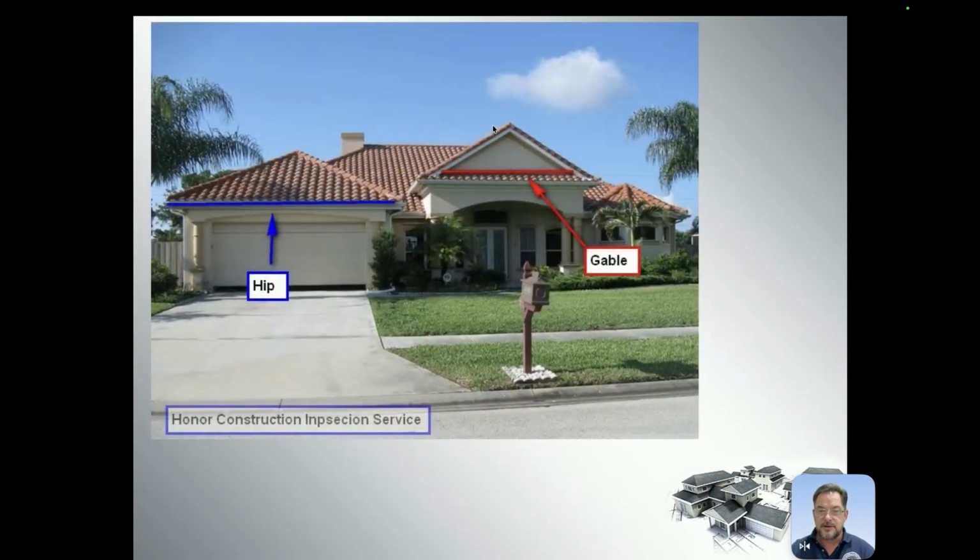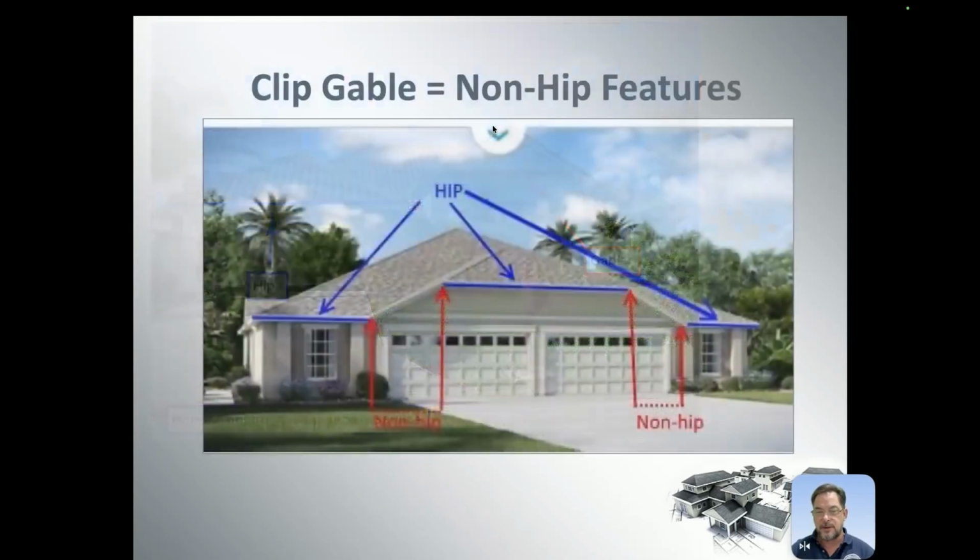Here again is another classic example. We have a hip over the garage and a gable over the front entryway. So in this picture, I would measure that gable, and then I would use that and measure the whole perimeter. And remember that gable is set back a foot or two, so you'll see some examples where the gable is not necessarily part of the perimeter.